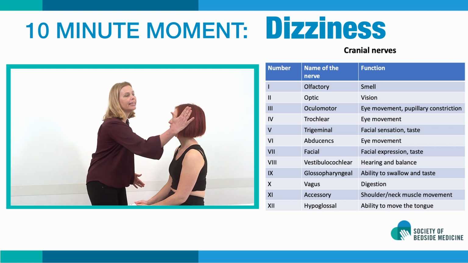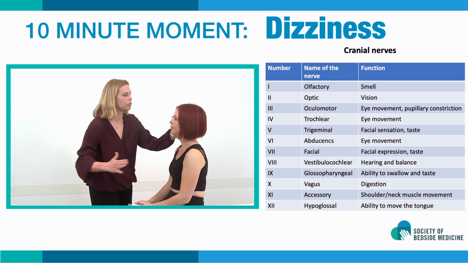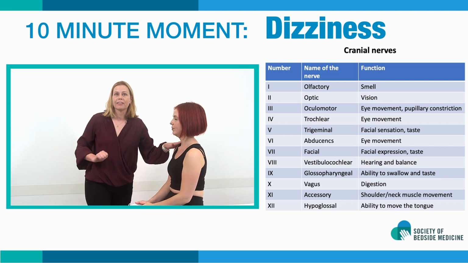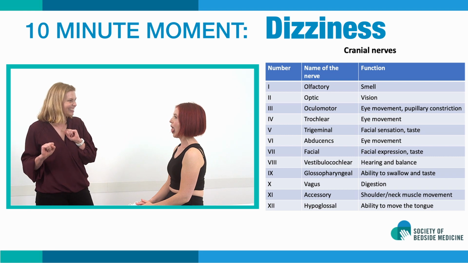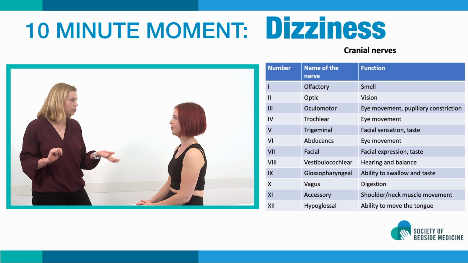Now push your head against my hand. Good. And this way. And raise your shoulders up. Cranial nerve 11, the accessory nerve. And now stick out your tongue and wiggle it from side to side. Great. Cranial nerve 12, the hypoglossal nerve. Your cranial nerves are wonderful.